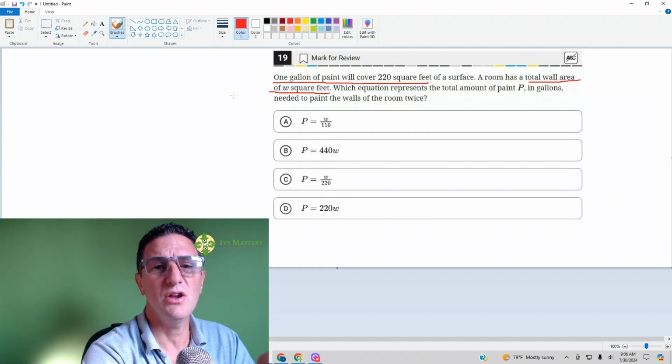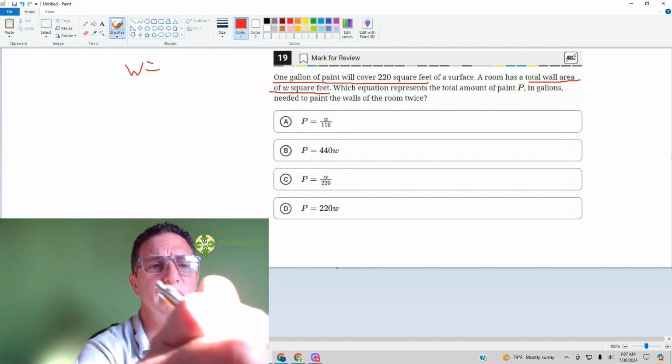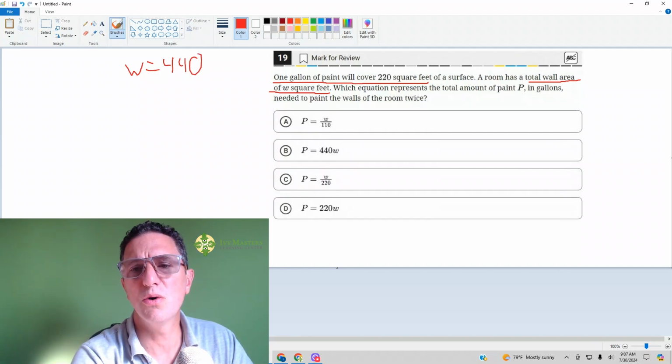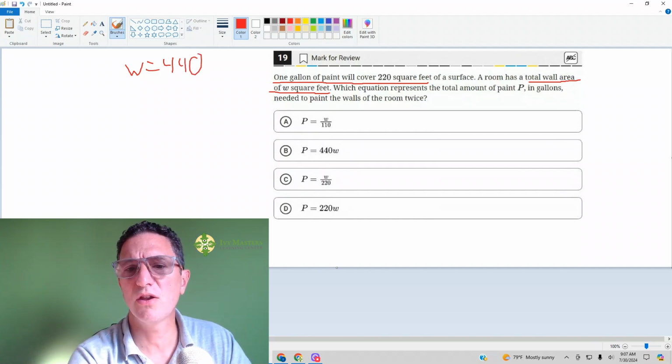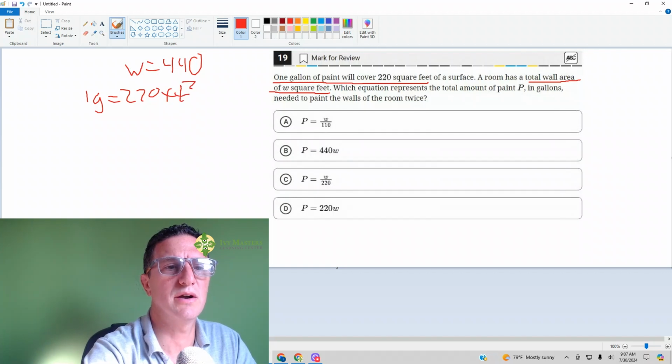So what do I want to pick for W? I want to pick something smart. I want to pick either a factor or a multiple of 220. I'm going to make my W equal 440. So now I know that if I paint that wall area, I'm going to need 2 gallons of paint. So if 1 gallon is 220 feet squared, then 2 gallons is going to give me that 440 feet squared.